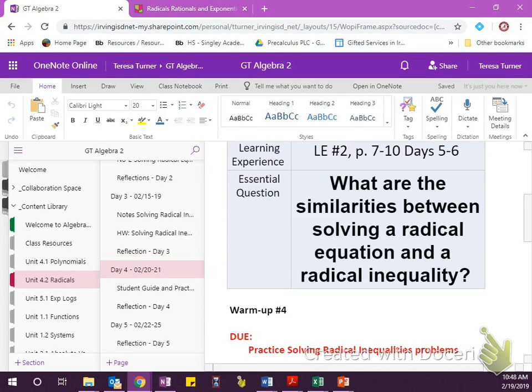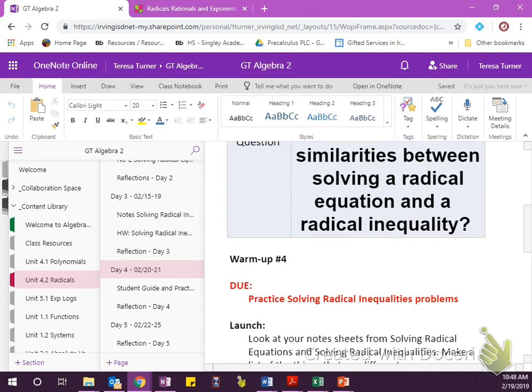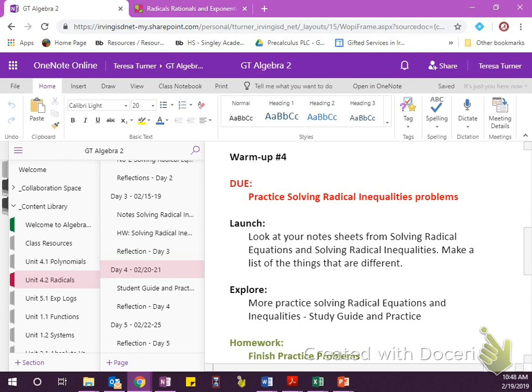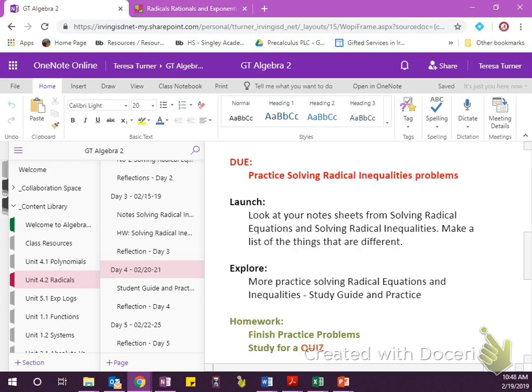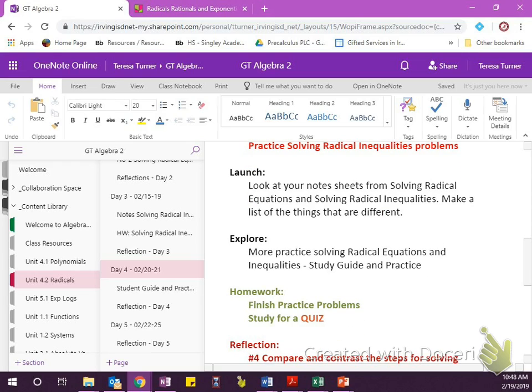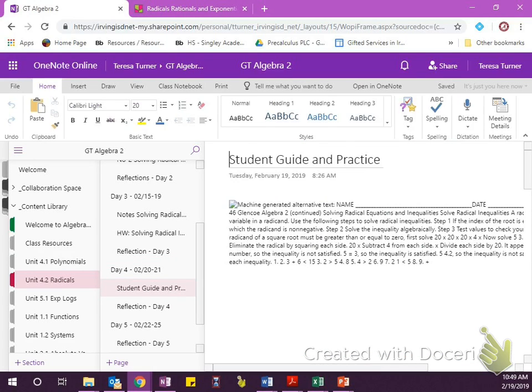So next class, remember to do your 4th warm-up at some point. And then you're going to use the notes, the notes sheet that you took today. And then there's a more practice, which is here. And then I've also given you a study guide that has the practice. So more practice solving equations and inequalities. That's what we're doing. I've given you this study guide.